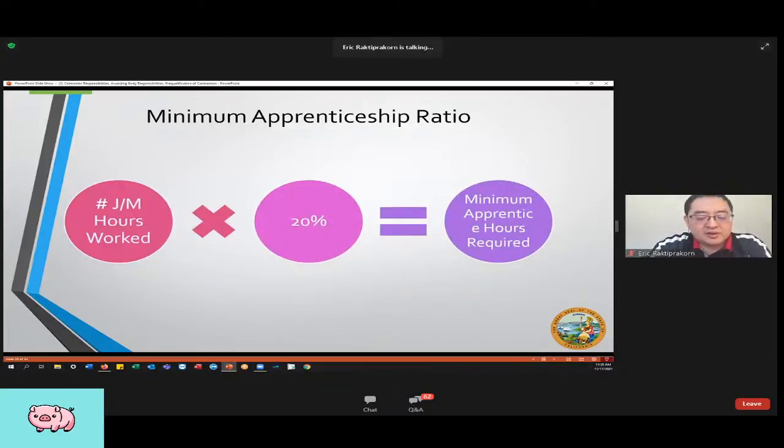So what we have here is a calculation for the minimum apprenticeship ratio. It's a simple calculation that can determine how many apprentice hours are required to meet that minimum ratio. It's best visualized as the 1:5 ratio, 1 apprentice hour to 5 journeyman hours. And the minimum ratio must be met for all apprenticeable classifications. And we see here, number of journeyman hours times 20% is the minimum apprentice hours required.